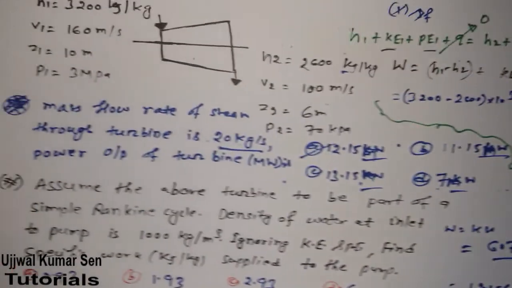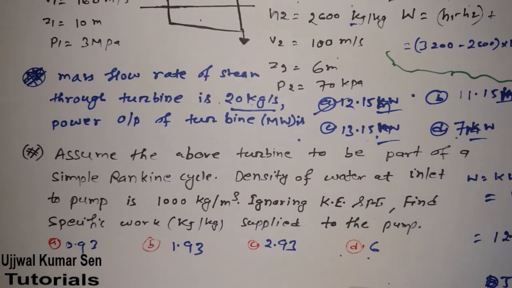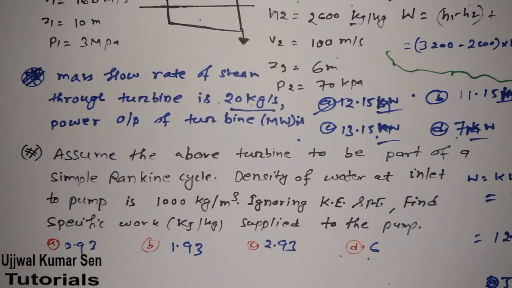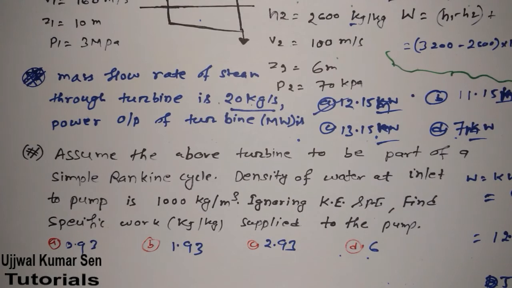Now let's go for another question. It is looking lengthy, but it's really simple. What we have to do is just read the question and go for it. So what they said in this question: assume the above turbine to be part of a simple Rankine cycle. Density of water at inlet of the pump is this. So we are using water, so the density is normal. Ignoring kinetic energy and potential energy, find out the specific work supplied to the pump.